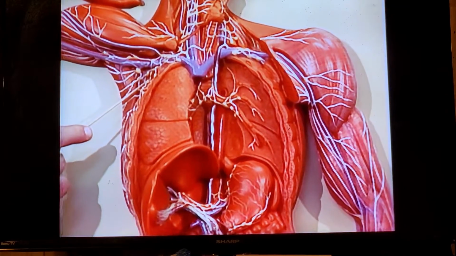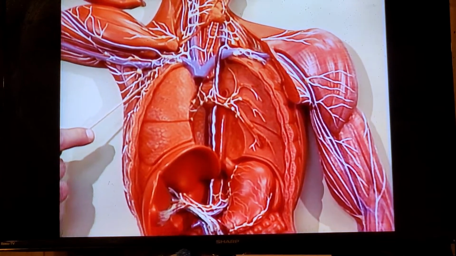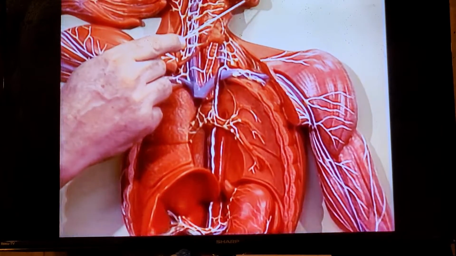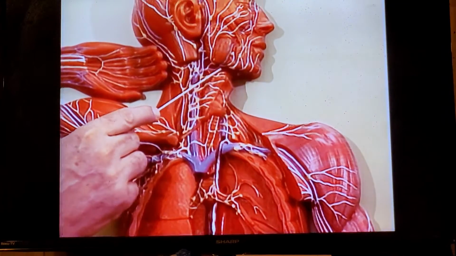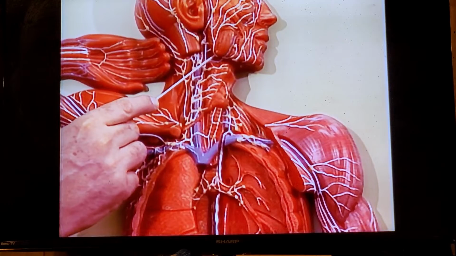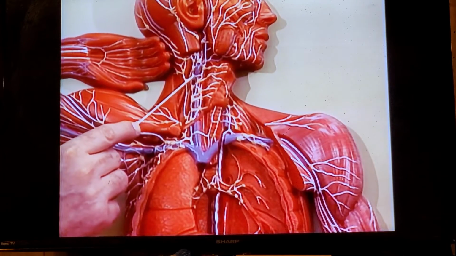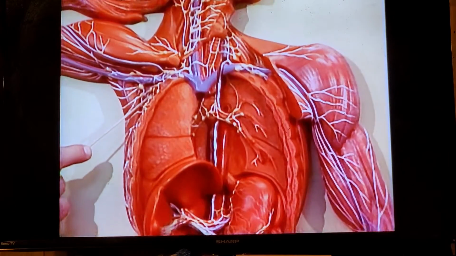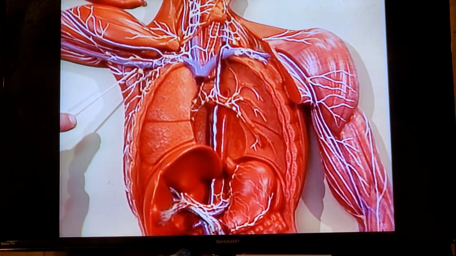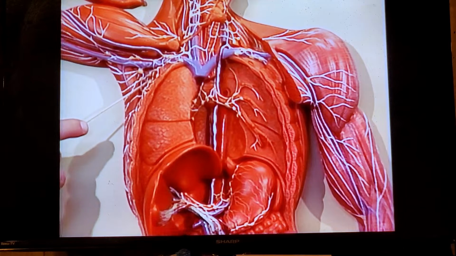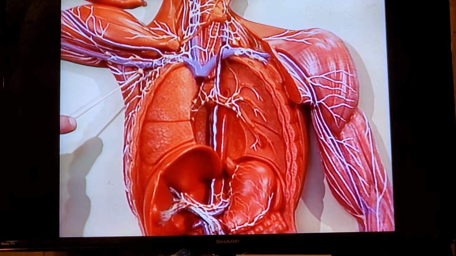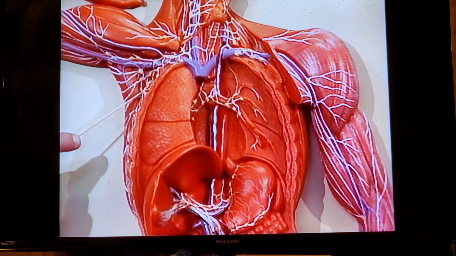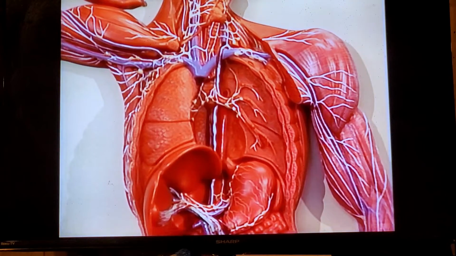A common area to actually feel swollen lymph nodes is under the chin, and is commonly referred to as swollen glands when one has a cold or infection. But actually they're not swollen glands, they're swollen lymph nodes. The reason they're swollen is because large numbers of macrophages and lymphocytes are actively growing.